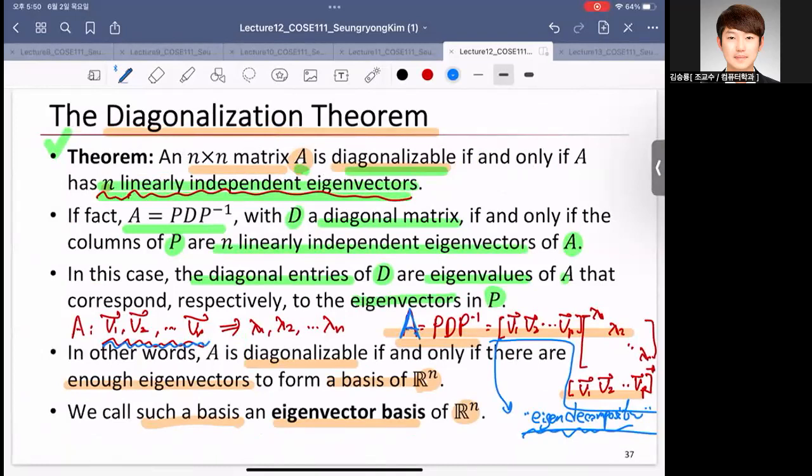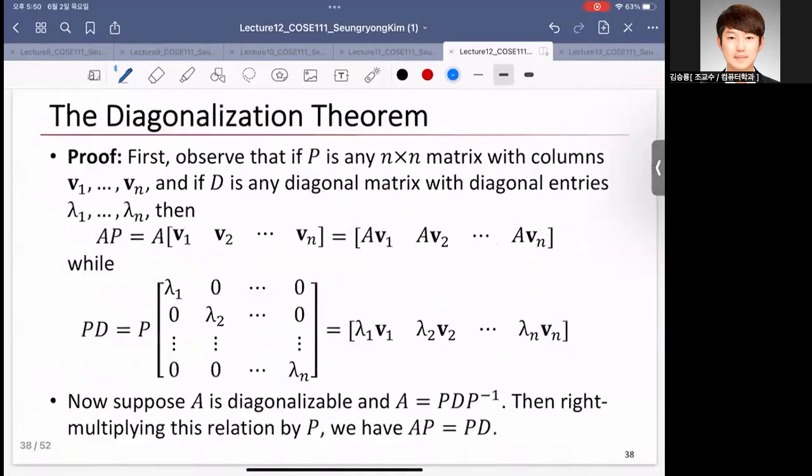No? First of all, let's prove it. Again, the proof is pretty complicated, so please do not follow it line by line. Please just understand it at a high level. Okay.